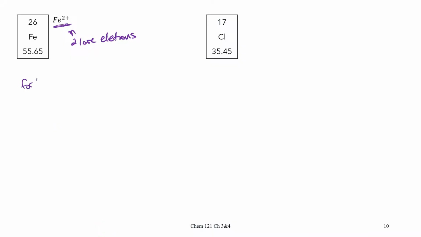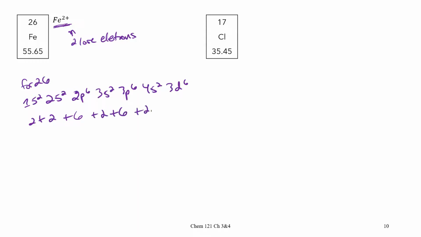3d6. So for 26, we get 1s2, 2s2, 2p6, 3s2, 3p6, 4s2, 3d6. And if we add those exponents together, we'll get 26. However, since we're losing 2 electrons, we're going to pull it from this one right here. And so our electrons would go down to 24, but we would keep this slot.